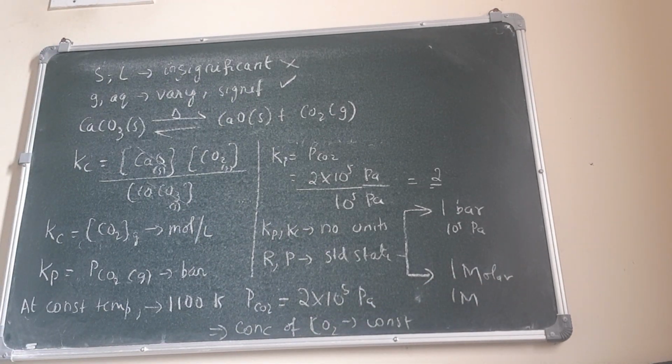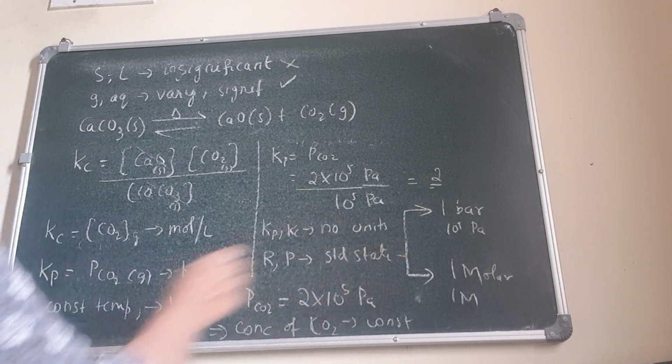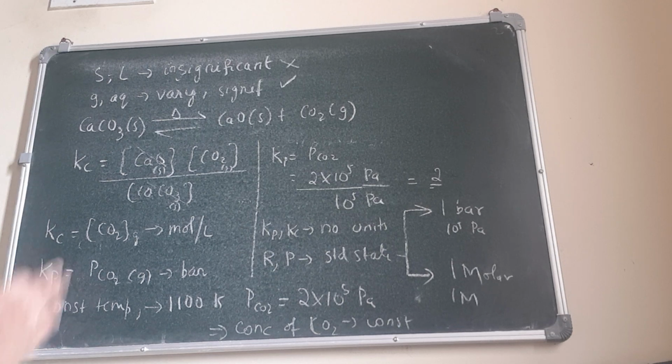Alright, so just to make sure that your Kp and Kc don't have a unit, you make sure that the reactants and products are in the standard state. Pressure at standard state is 1 bar, concentration is 1 molar. Only when you do that does it become dimensionless.